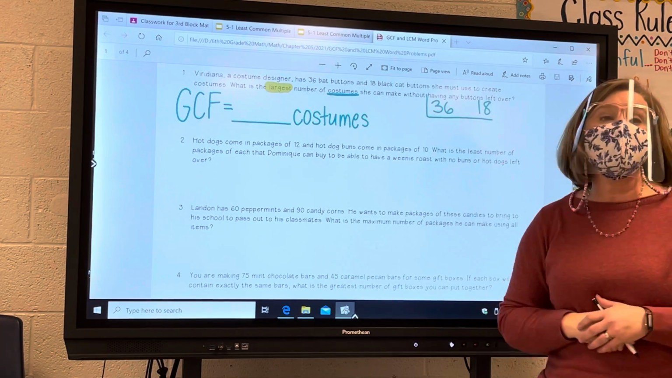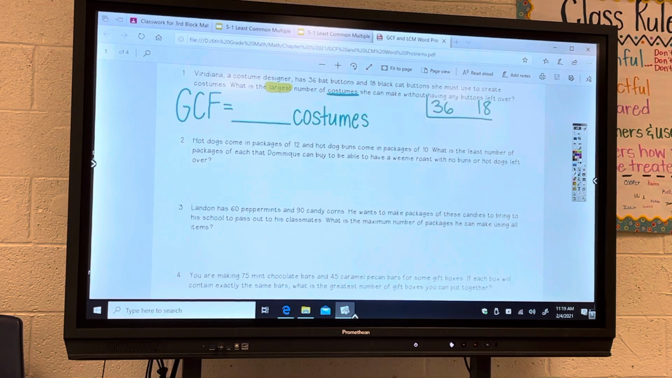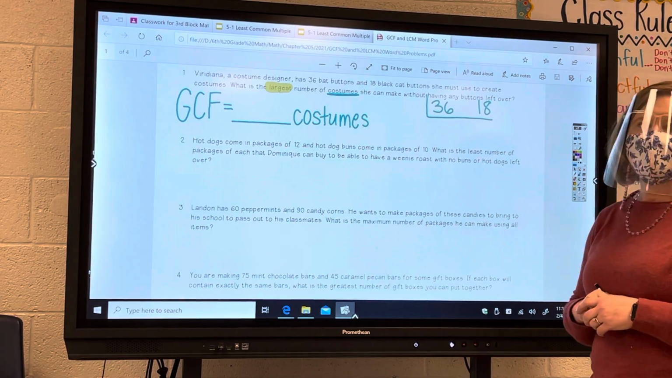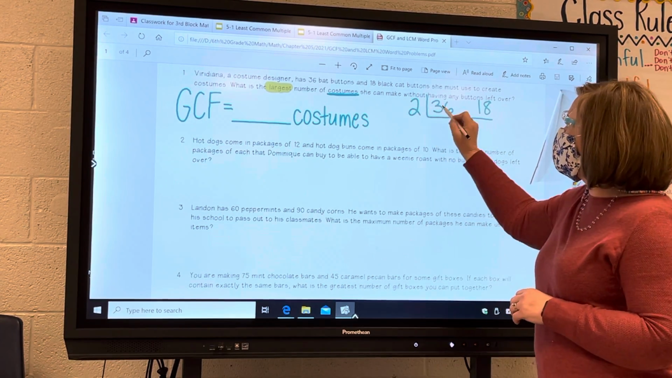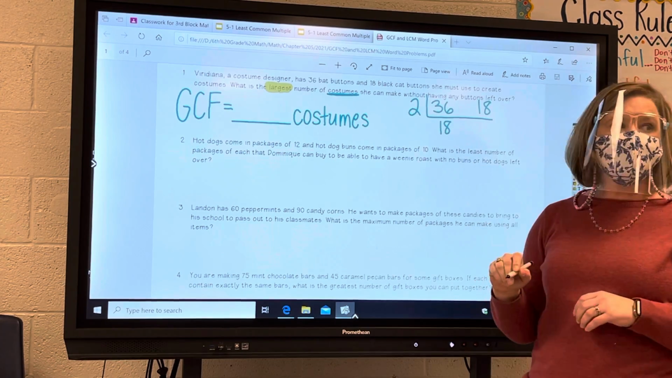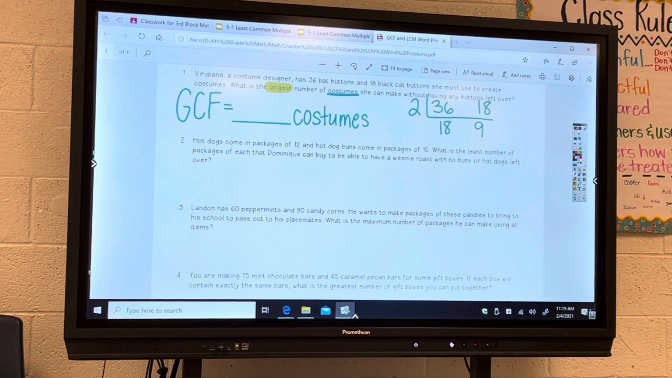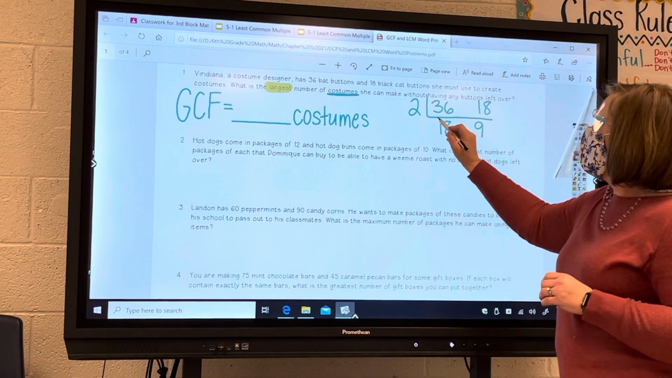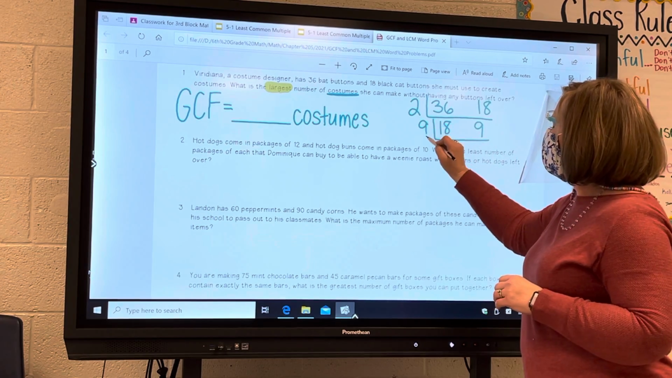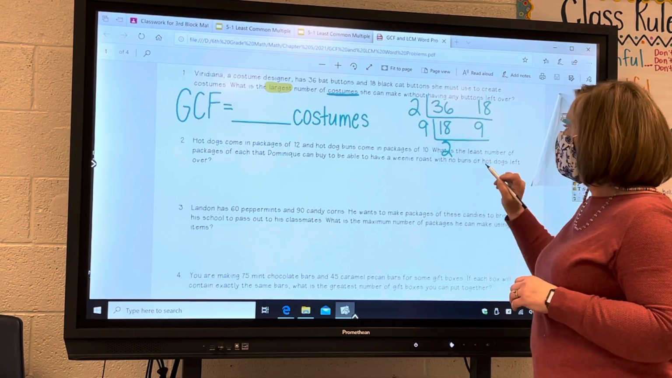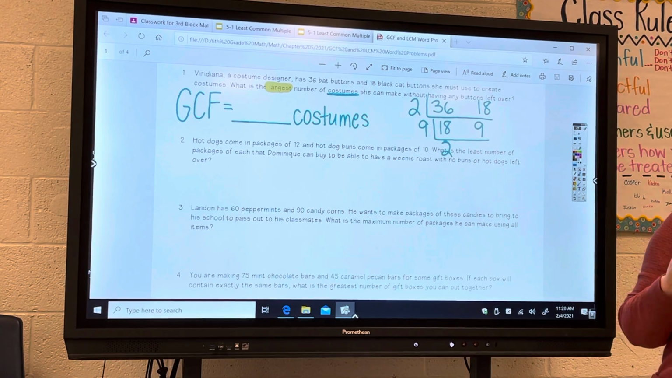In order to find the GCF, we're going to use the ladder method. What can I divide 36 and 18 by? 2. 36 divided by 2 is 18. 18 divided by 2 is what? 9. What can I divide 18 and 9 by? 9. 18 divided by 9 is 2. 9 divided by 9 is 1.